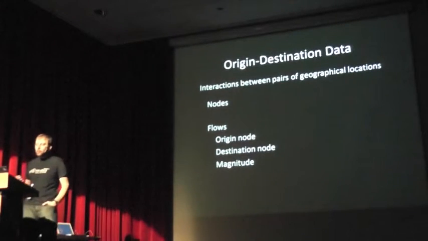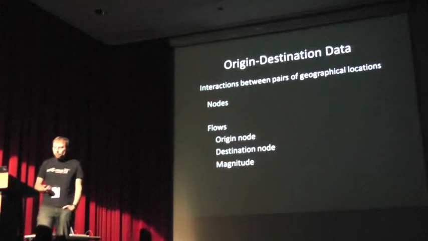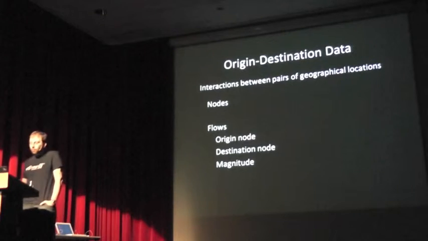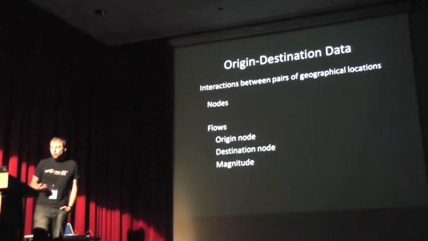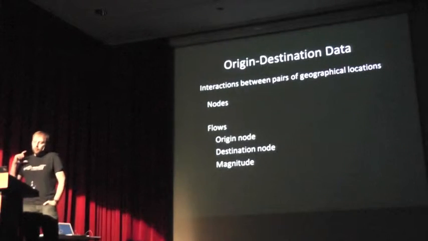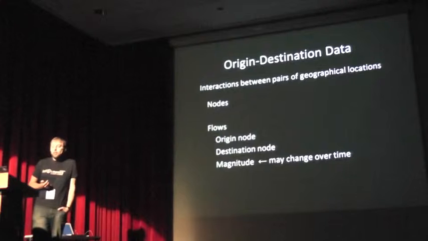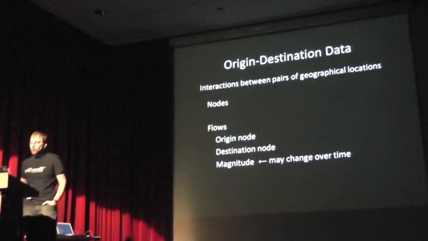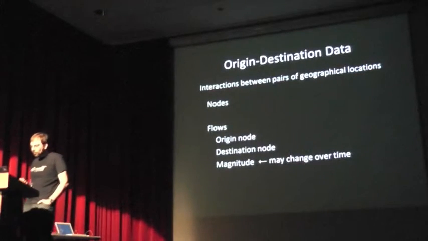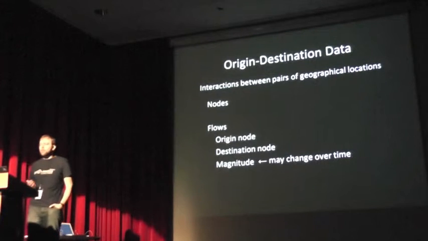There is a set of nodes, which are geographic locations, and a set of flows, or edges. And each flow consists of the origin node, destination node, and magnitude. The magnitude may change over time. So in this case, we have temporal origin destination data. And there are lots and lots of data sets in this form.